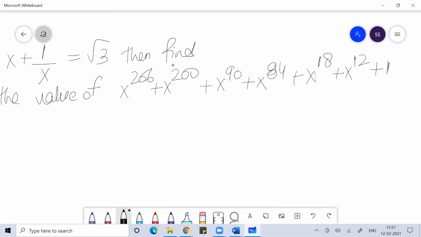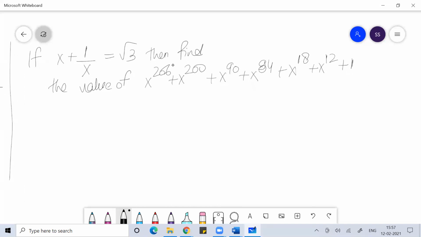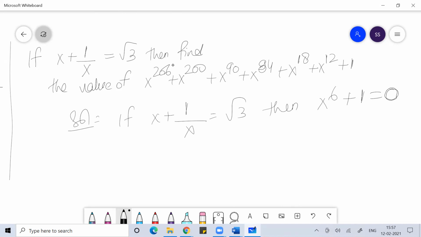It's very simple. You know that if x plus 1 by x is equal to root 3, then you should know that x to the power 6 plus 1 is equal to 0. You should know this. Then x to the power 6 plus 1 is equal to 0.